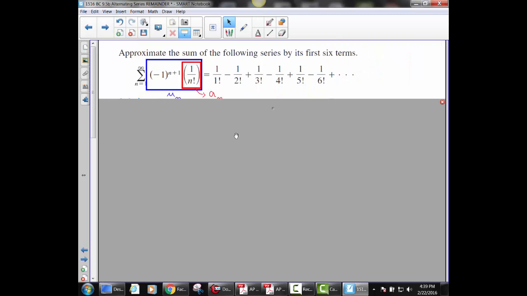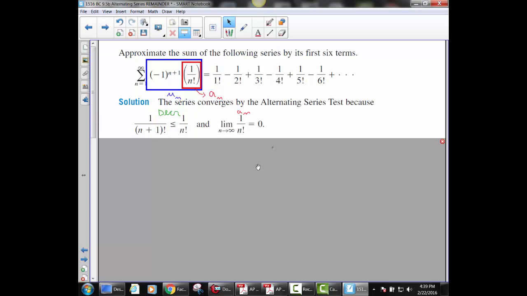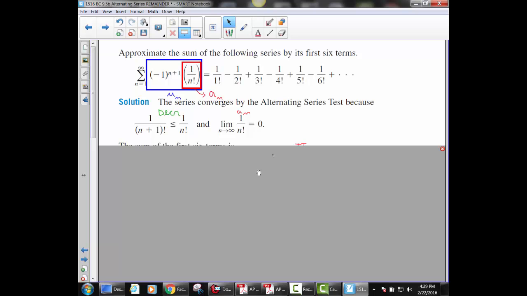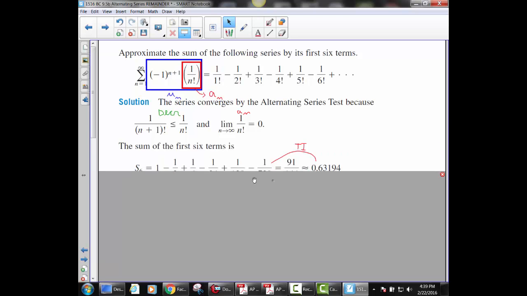Okay, here's one. Approximate the sum of the following series by using its first 6 terms. Now again, just to review, the whole thing to the right of the summation is u_n, but the part of it that does not include the (-1) to a power, that's your a_n. So writing this out, it's 1 over 1 factorial minus 1 over 2 factorial, etc. The series converges by the alternating series test. Remember, you got to make sure your terms are positive, which they are, and decreasing, which they are. And then you got to find the limit as n goes to infinity of a_n, which sure enough is 0.